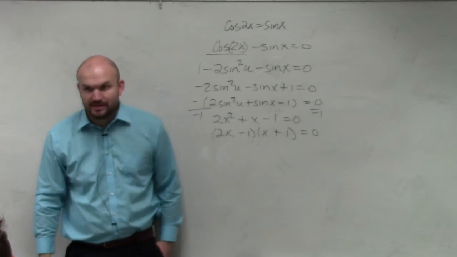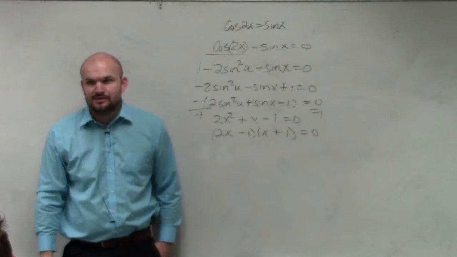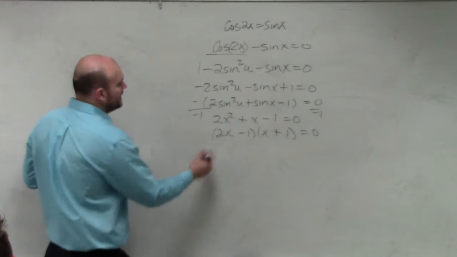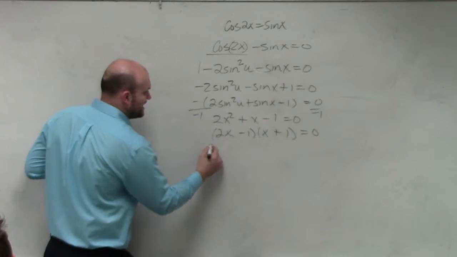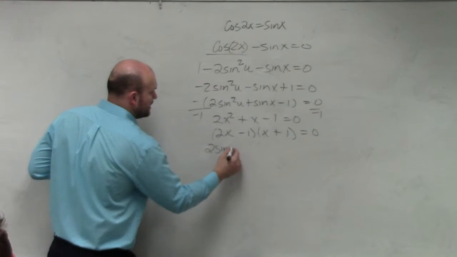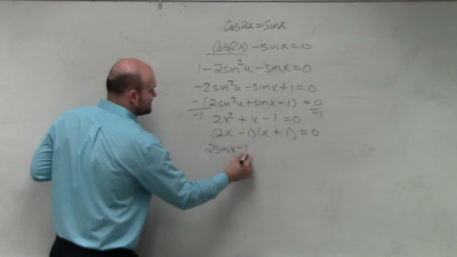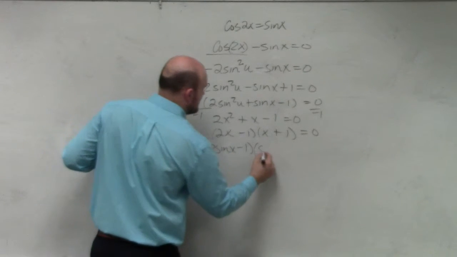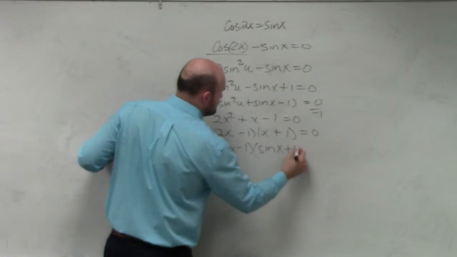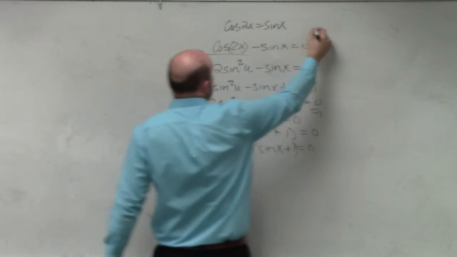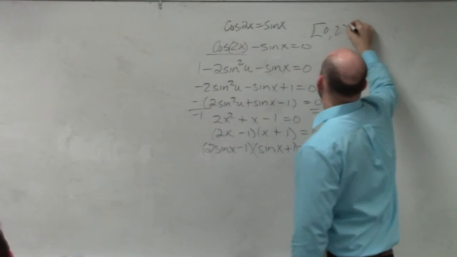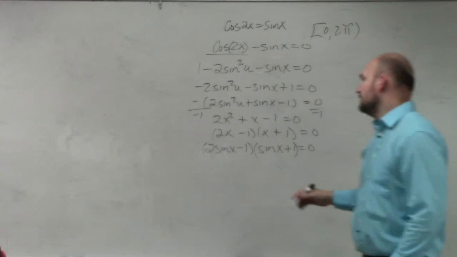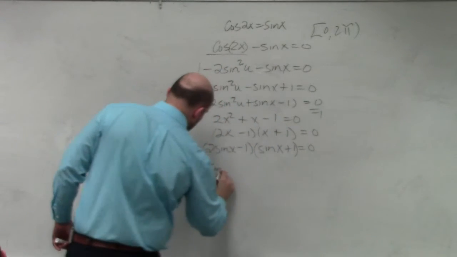Does everybody follow my factoring? Just a little practice. OK. Now I can rewrite this with the signs. So 2 sine of x minus 1 times sine of x plus 1 equals 0. I'm sorry, I did not write my constraint. I'm going to solve between 0 and 2 pi. So therefore, I set these both equal to 0 and solve.